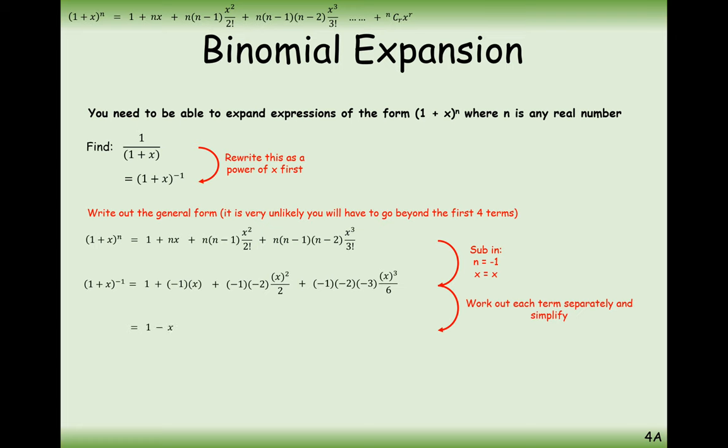Okay, and the answer to this is going to be 1 minus x plus x squared minus x cubed. So with a negative power, you will not get a zero term. This expansion is infinite. So we're going to look here at infinite expansions. We're not going to do it for infinity, we're just going to do it for the first three or four terms.